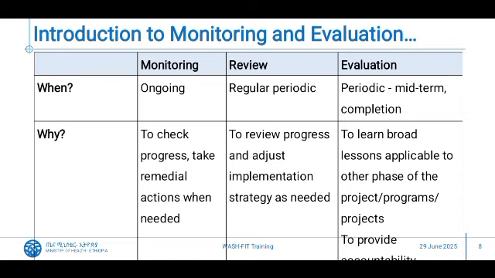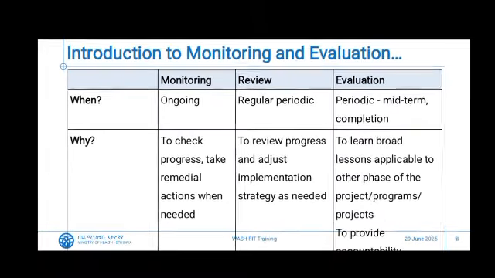Introduction to monitoring and evaluation. These tables illustrate when monitoring, ongoing review, regular periodic evaluation, and periodic midterm and completion evaluations take place. Why? Monitoring is to check progress and take remedial actions when needed. Review is to review progress and adjust the implementation strategy as needed. Evaluations are to learn broad lessons applicable to other phases of the project or to other projects, to improve sustainability.